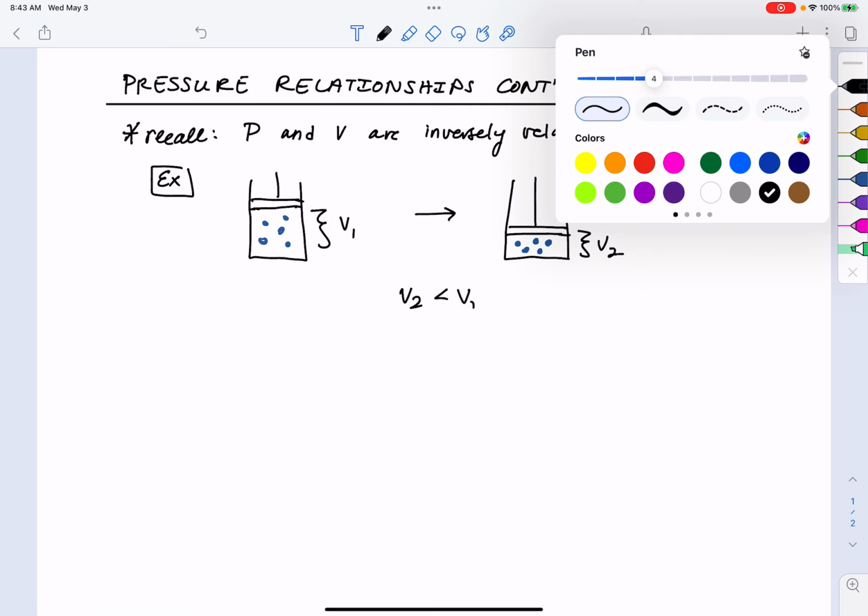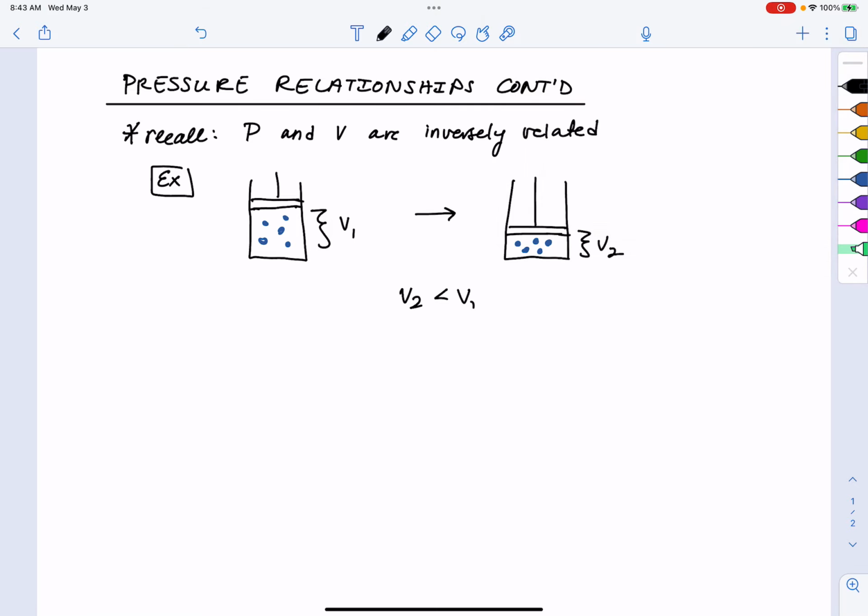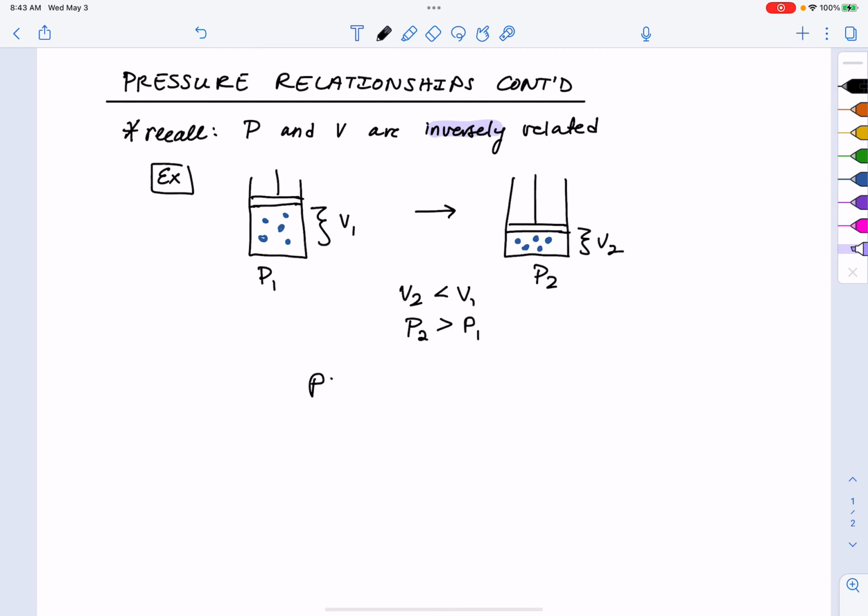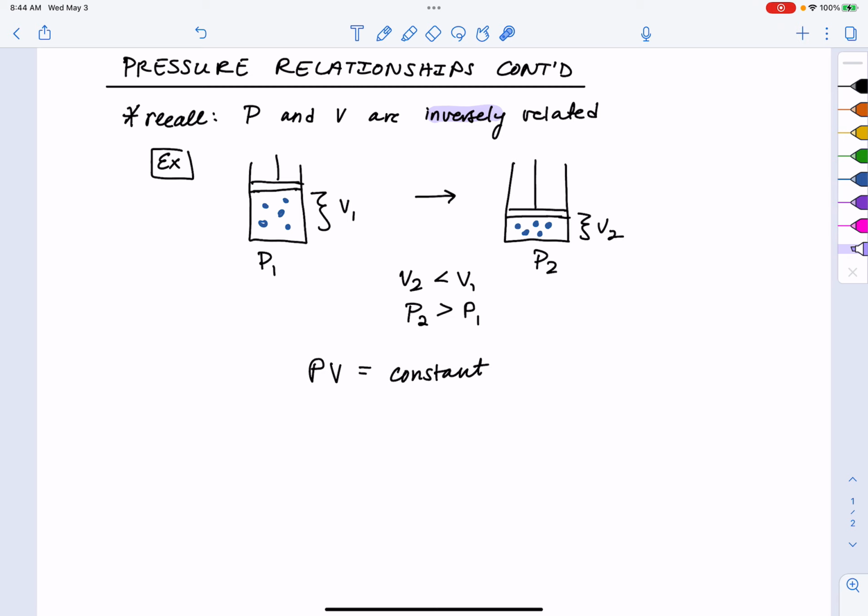So as we see a decrease in volume, we will see that pressure increases. This is where we get the idea of our inverse relationship. And remember, Boyle's law said that this inverse relationship can be expressed mathematically by saying that the product of pressure and volume is equal to a constant. And for us, this is just the mathematical structure of an inverse relationship. So this is where we wound up on Monday.